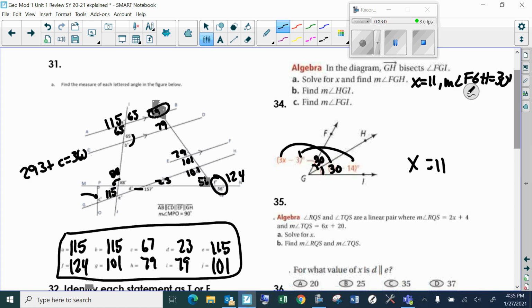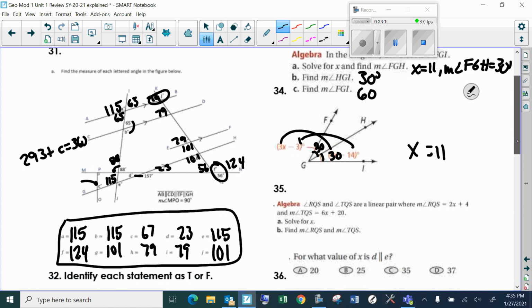Measure of angle HGI, 30 degrees. Measure of angle FGI, the entire thing, 60 degrees. 30 plus 30 is 60. That's the angle addition postulate. When you add the two adjacent angles together, you make the big angle.